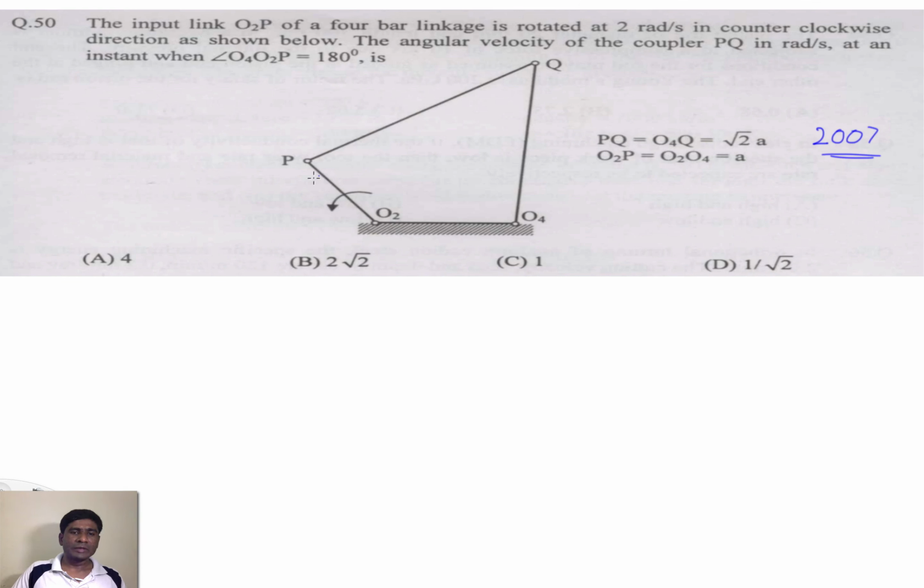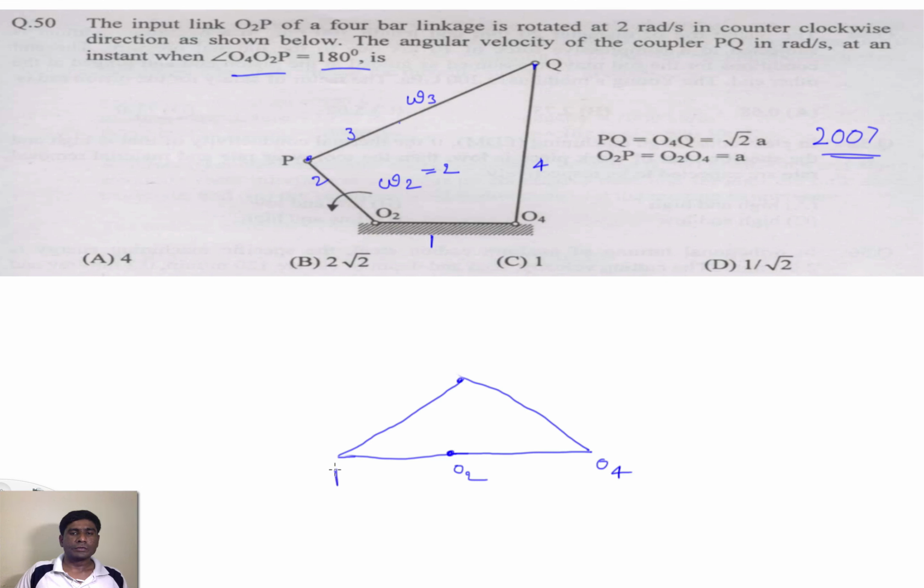And here O2P is the input link of a 4-bar mechanism. This is given as omega 2. For example, this is link 1, this is link 2, 3 and 4. So omega 2 is given as 2 radian per second in the counterclockwise direction, and for the angular velocity of the coupler PQ, we need to find out omega 3. The angular velocity of PQ, omega 3, has to be found at the instant where O4 O2 P equals 180 degrees. So not at this instant, but instead we need to find out at this position. This is O2, this is O4, and P and Q. In this position we need to find the angular velocity of PQ.